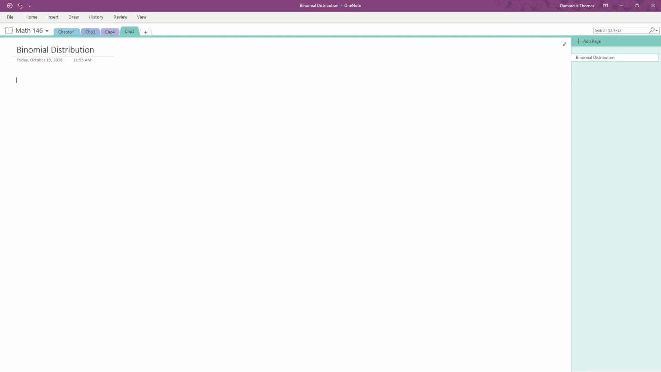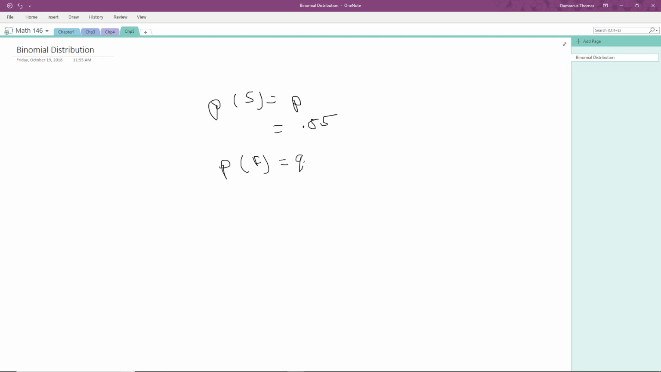So I'm going to write out some important information. We know that the probability of success, which we call P, is actually 85%. And then the probability of failure is Q, and that's going to be 1 minus 85%. So we know that that's 15%.